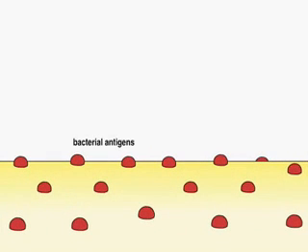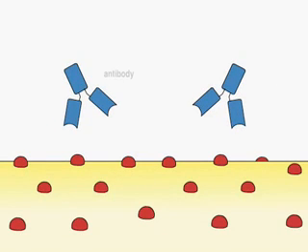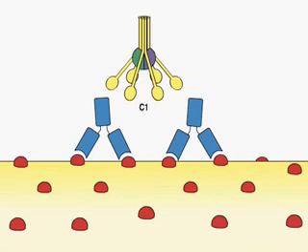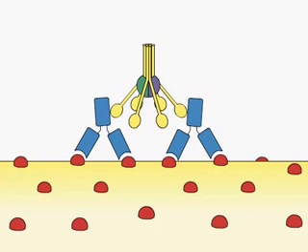Activation of the complement system occurs on surfaces, such as the surface of a bacterium as shown here. In this example, the activation of complement is initiated by antibodies that bind to bacterial cell surface antigens. The C1 complement complex, made up of one molecule of C1q, two molecules of C1r, and two molecules of C1s, binds to the aggregated antibody molecules on the surface of the bacterium.